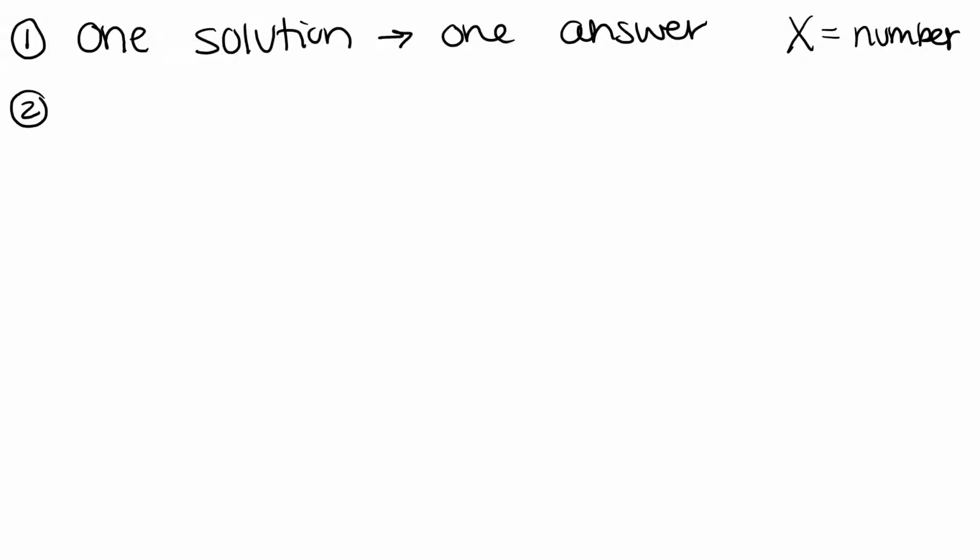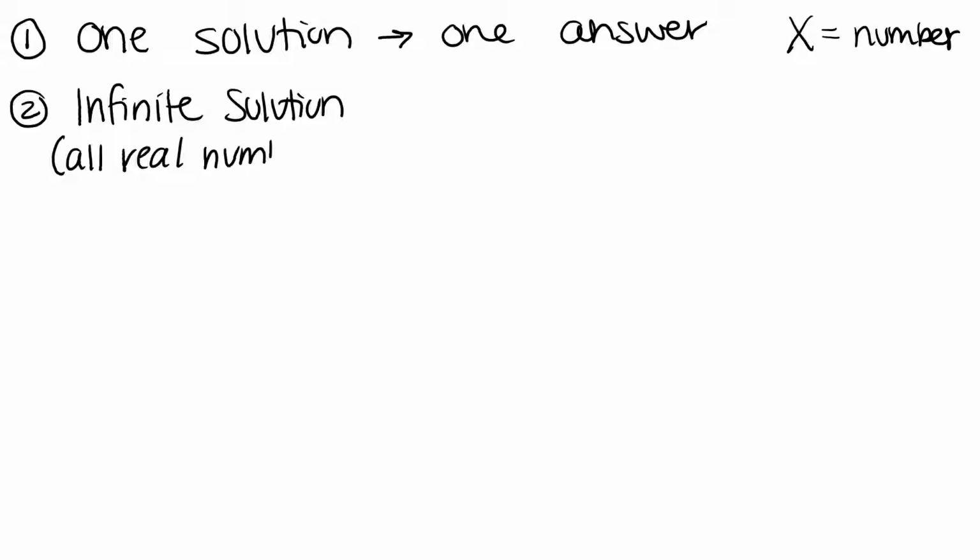The second type is called an infinite solution. Sometimes you'll see it written as all real numbers. All real numbers and infinite solutions are the same. That's when the equation is the same on both sides.